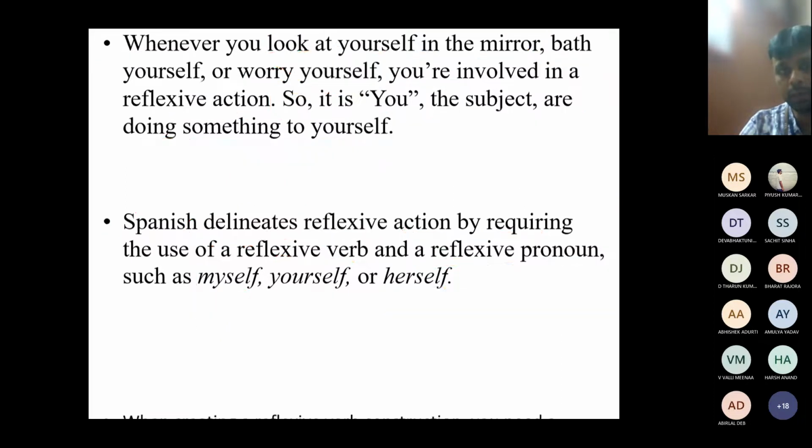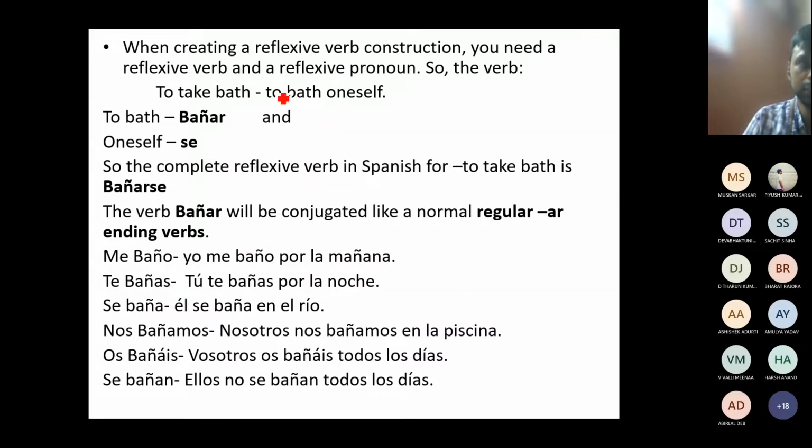Now let us see that in Spanish. When we are creating a reflexive verb, you need a reflexive verb as well as a pronoun. Without the reflexive pronoun, the reflexive verb is incomplete in Spanish. I'm again repeating, without the reflexive pronoun, a reflexive verb is always incomplete. So you need to have a reflexive pronoun.